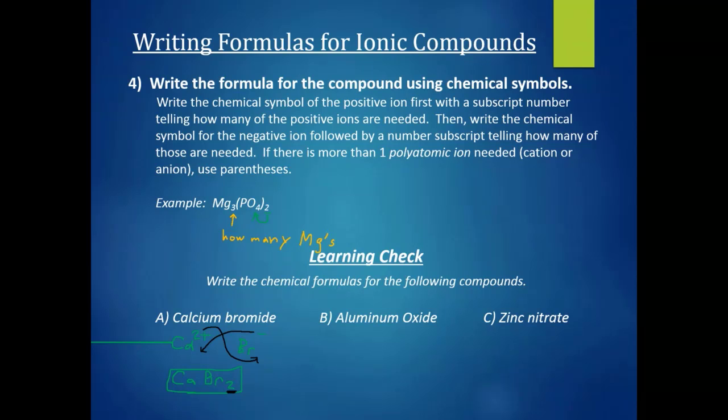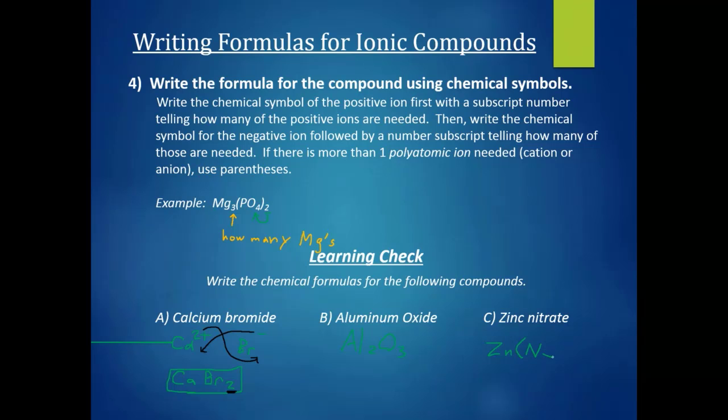All right, so you got aluminum oxide. What did you get for that? Absolutely. There you go. It should have been Al2O3. Excellent job. All right, what about zinc nitrate? What do we get for that one? Perfect. Perfect. Michael, you are right on track.